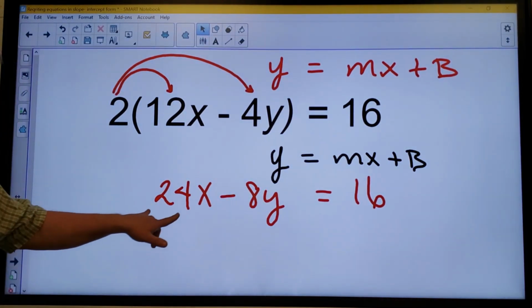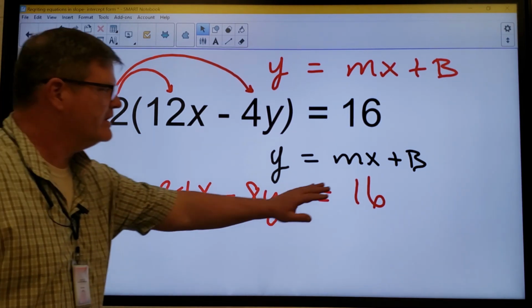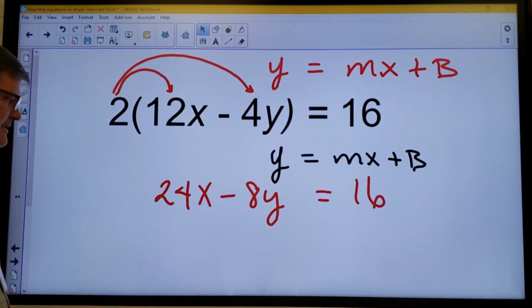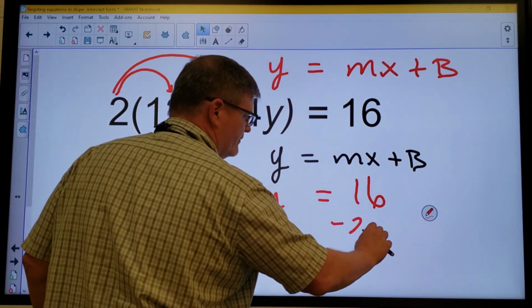So we ask ourselves, I got 24x here. Is that 24x on the correct side of the equation? Say, no, it's supposed to be over here where the mx is at. So we get rid of a positive 24x. We're going to get rid of it by subtracting 24x from both sides.